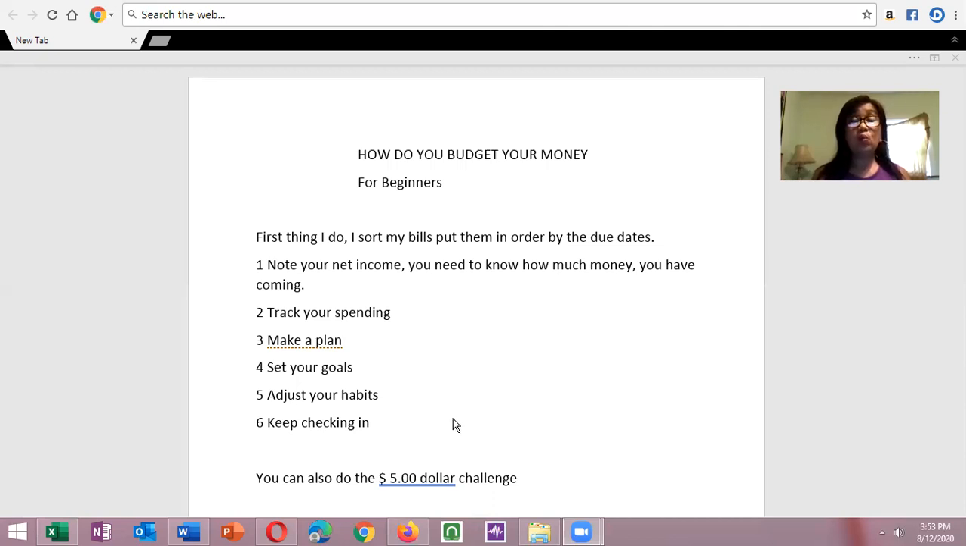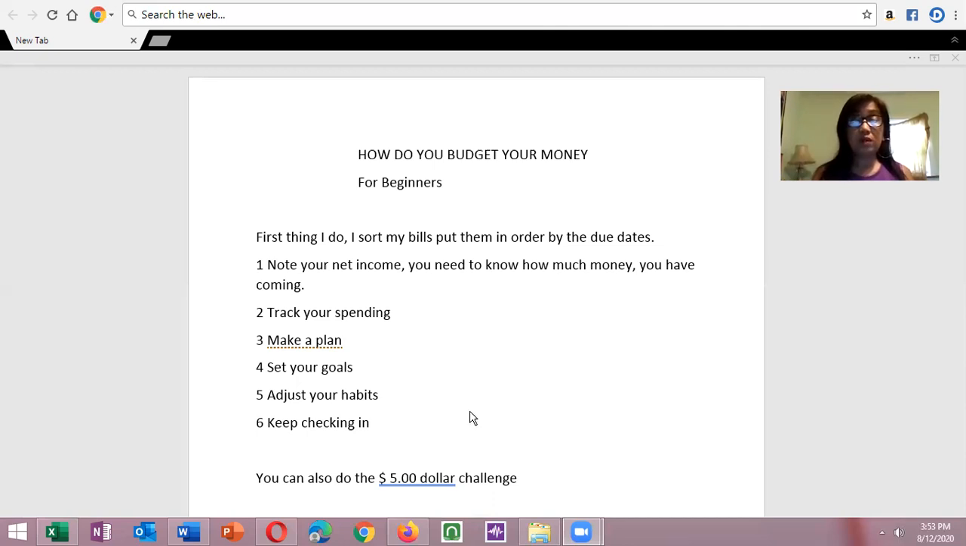If you're on a budget, you only need to buy what you need, not what you want. So just keep that in your mind: only buy what you need, not what you want. So personally, that's how I budget my money.